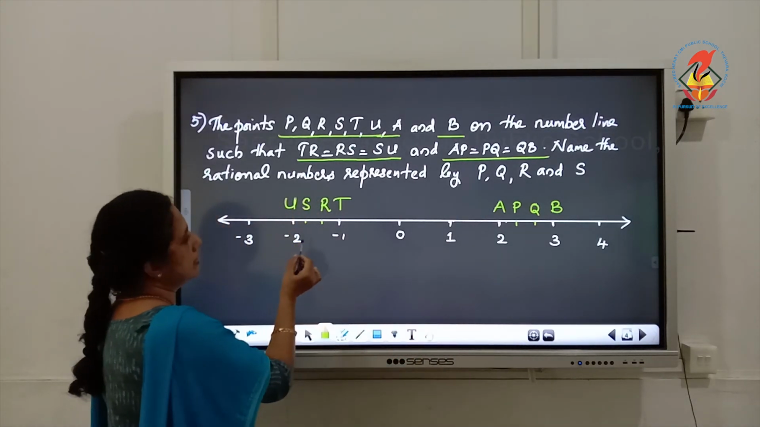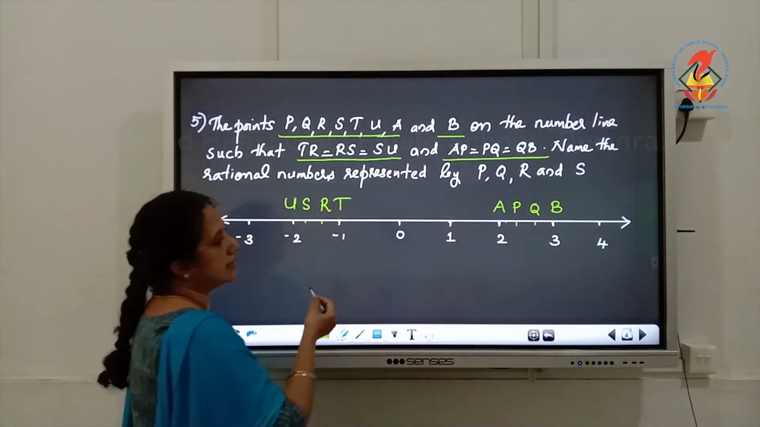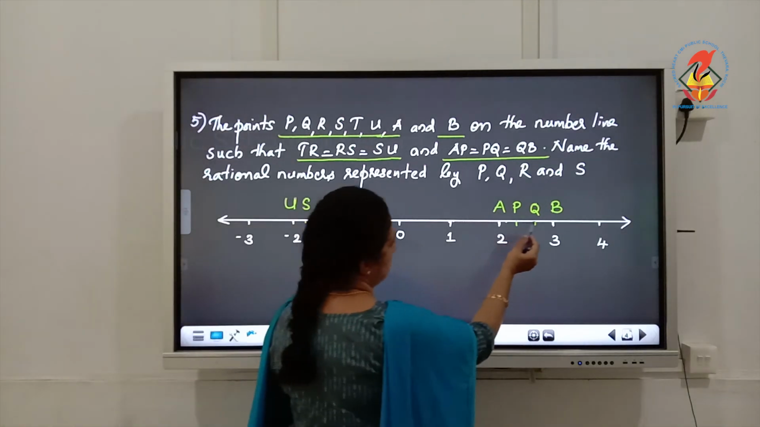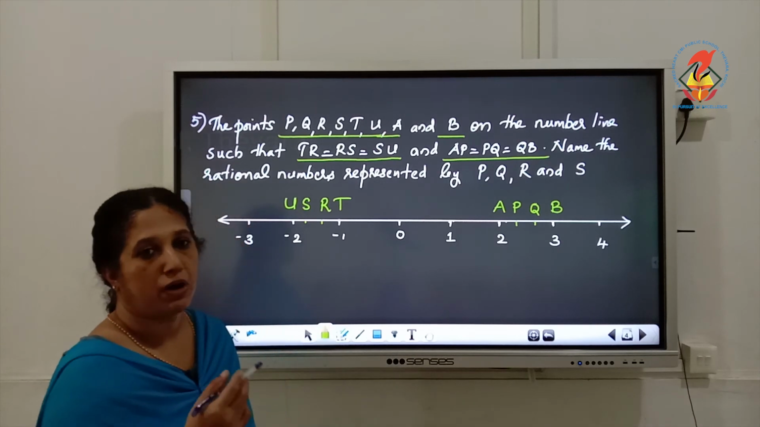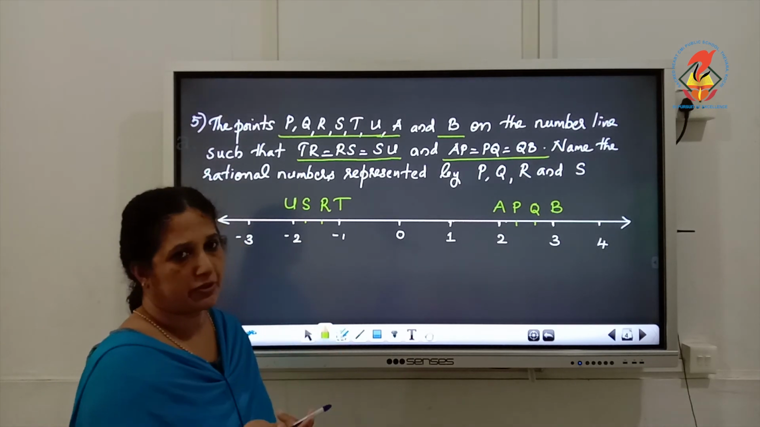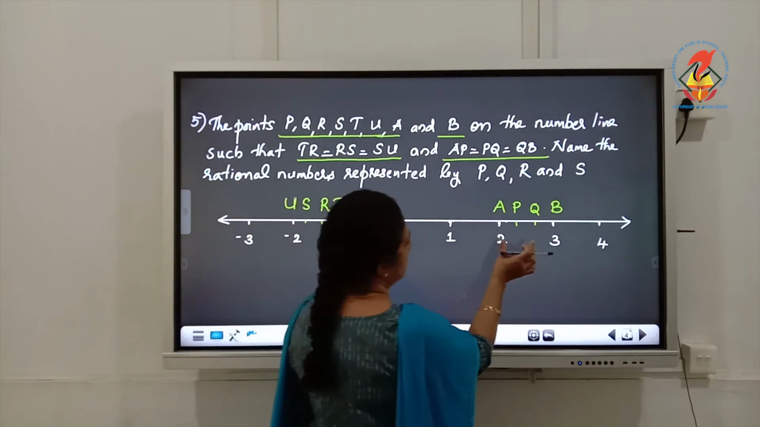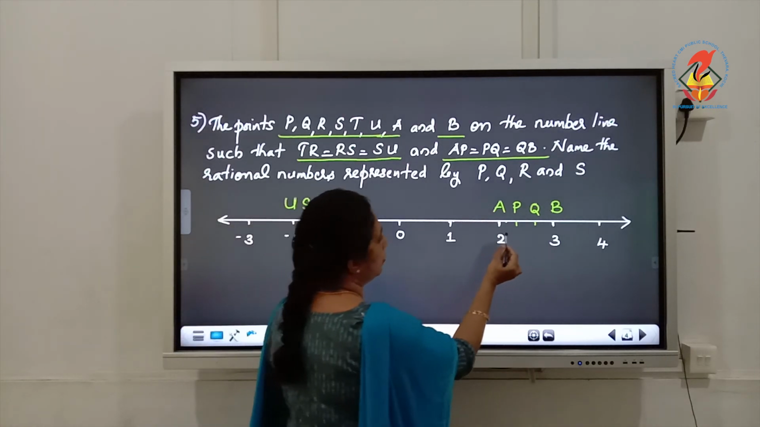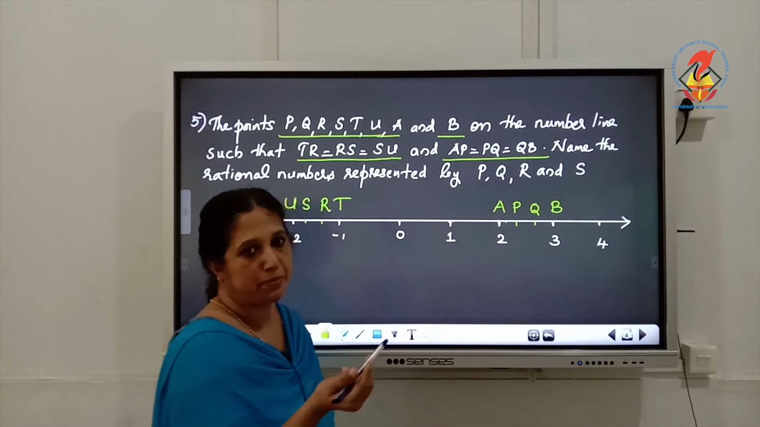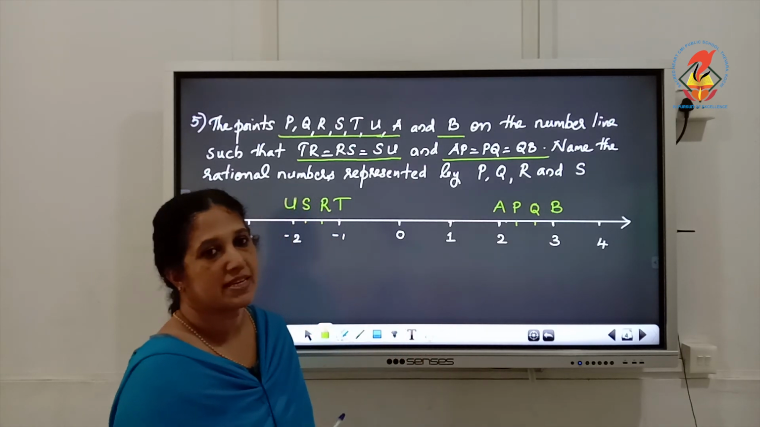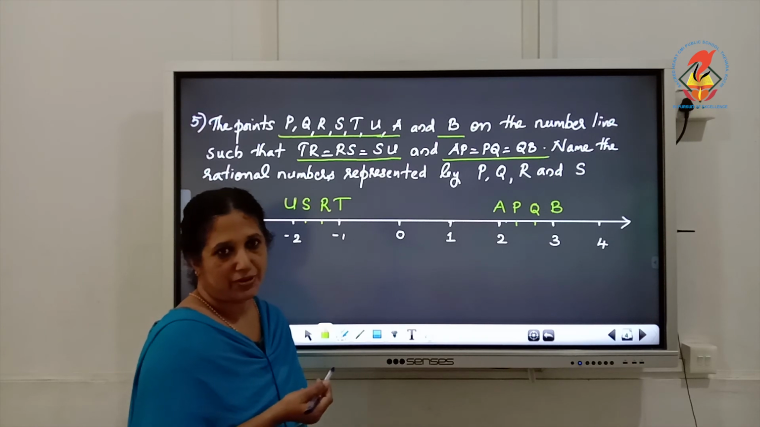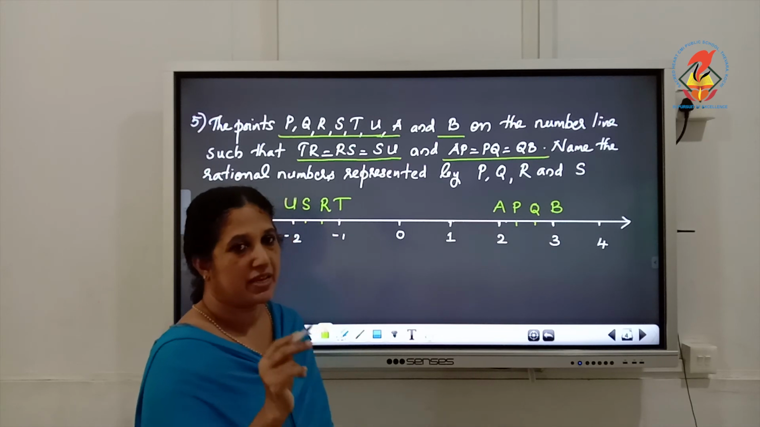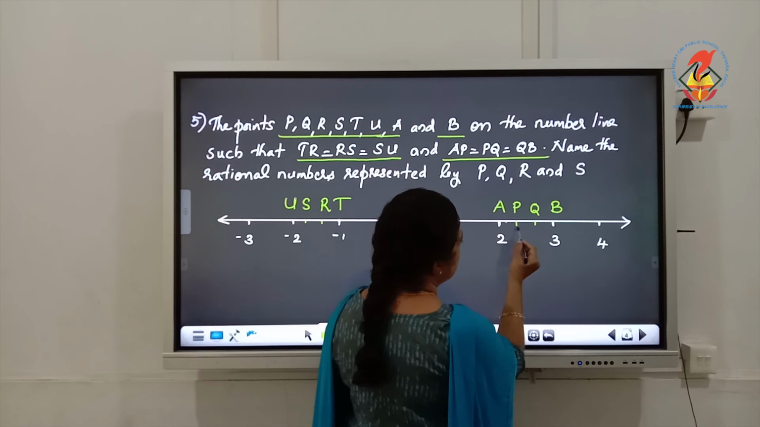Now we have to find out the rational numbers represented by the points P, Q, R and S. So how can you find out? Here you can see the distance between 2 and 3. The distance between 2 and 3 is divided into how many equal parts? 3 equal parts. We have already learned how to represent the rational numbers on the number line. We have to mark points at equal distances depending upon the denominator. So here we have 3 equal parts.